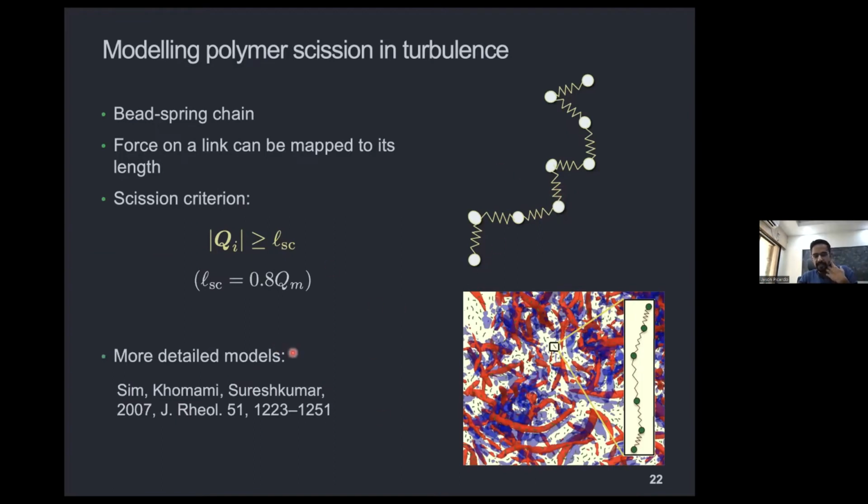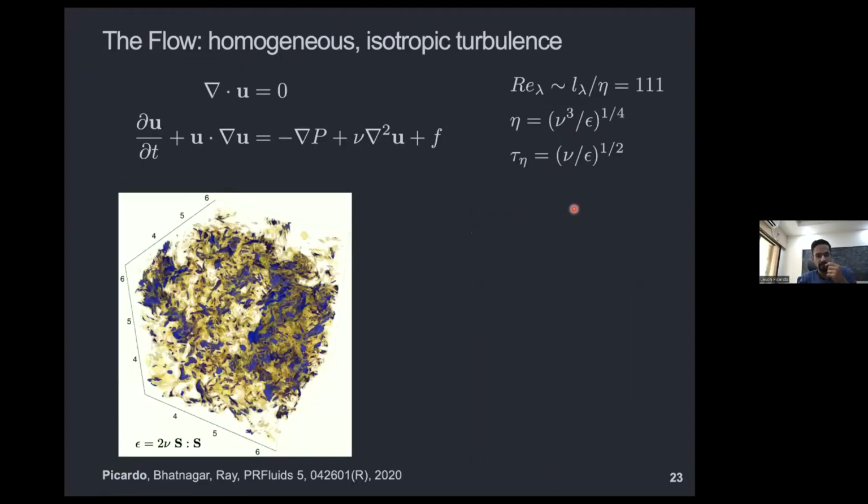There are, of course, more detailed models, more detailed ways one can model scission and its energetics and so on, which have been done in laminar flows. But given the complexity of things right now, we've just stuck to this very simple prescription. So to reiterate, if any of the links stretch beyond a certain threshold, we consider that it's broken. And then the remaining fragments are allowed to evolve further, and we can do multiple breakups in this fashion. Okay, so that's the kind of modeling framework we're using for scission of polymers.